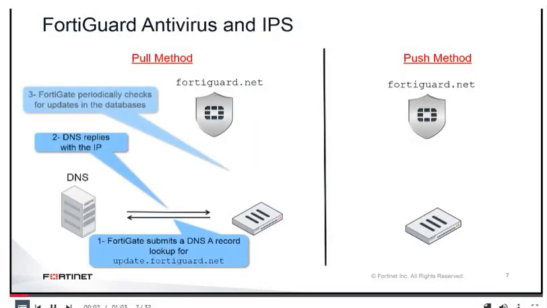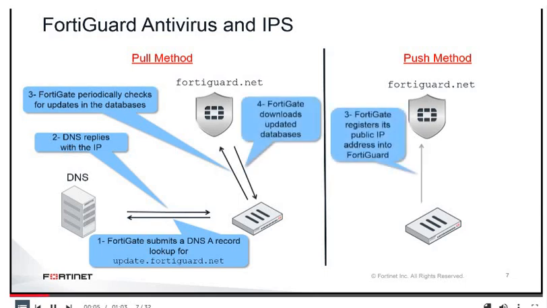Now you will look at how antivirus and IPS work. How FortiGuard communication works for antivirus and IPS depends on the method used, pull or push. The steps in the pull method are: 1. FortiGate contacts the DNS server to resolve the name update.fortiguard.net. 2. FortiGate gets a list of server IP addresses, usually 2 or 3, that can be contacted. 3. FortiGate periodically connects to one of the servers to check for pending updates. 4. If there is an update, FortiGate downloads the update.